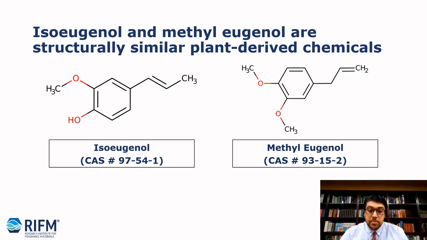Phenylpropenes are phenylpropanoid volatiles synthesized through phenylalanine and tyrosine metabolism in plants. Both isoeugenol and methyleugenol are pale, yellow-colored oily liquids with a spice clove scent and are found in many spices and plants naturally. Looking at these two structures, there's a lot of similarities that you can note between them, and they look fairly similar.